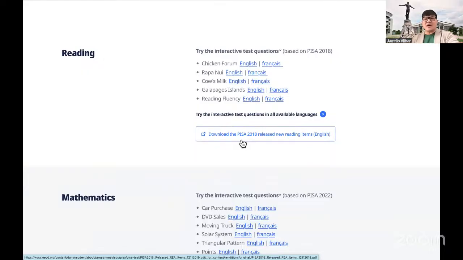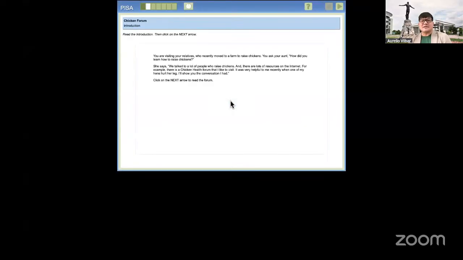Sige, let's try, let's say, Chicken Forum. Click on Chicken Forum, and this is now the PISA test. So take note that the PISA test is given on computer-based. It will have the command next. Eto po siya. So, isang problema nito, are our students accustomed to computer-based test? Baka naman first time nilang mag-take ng test in a computer-based, which can be true.